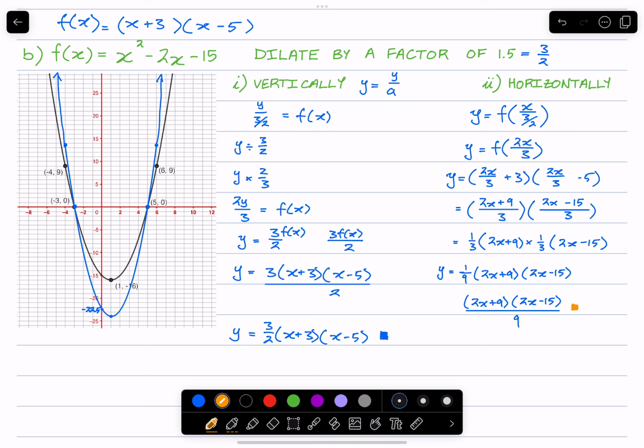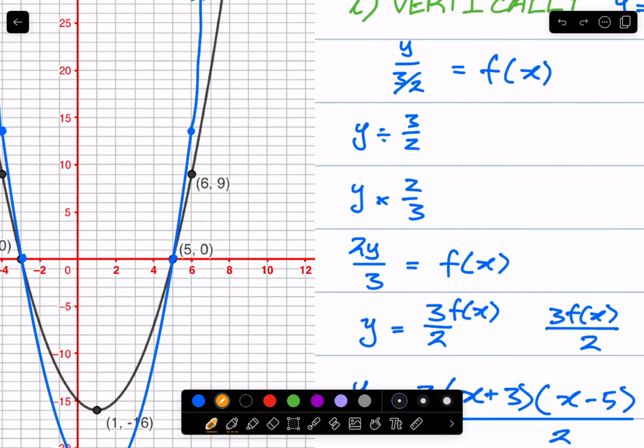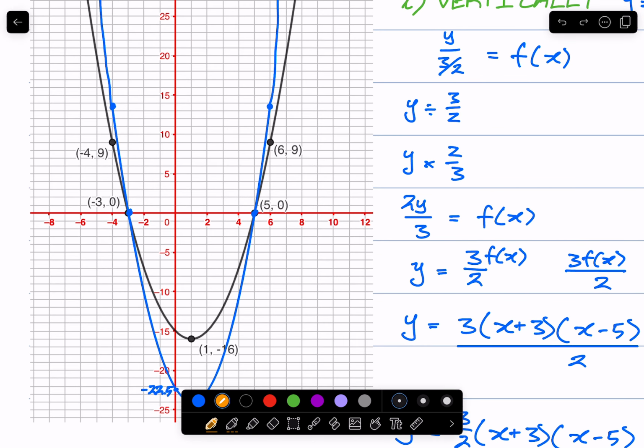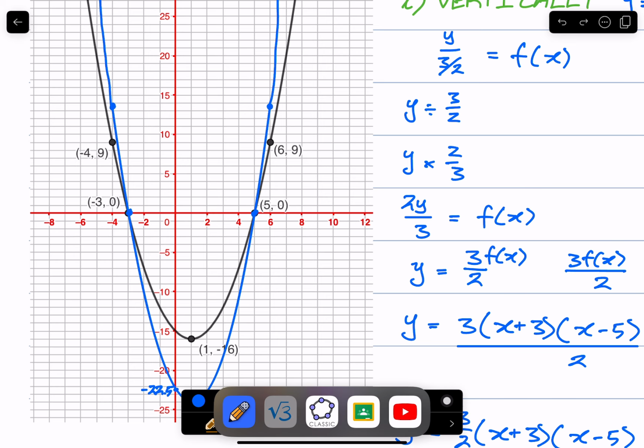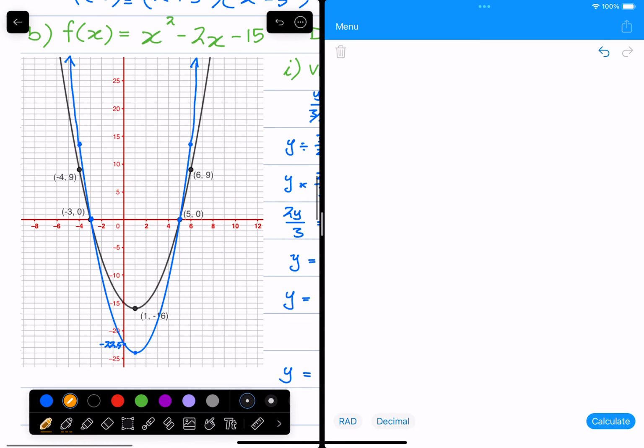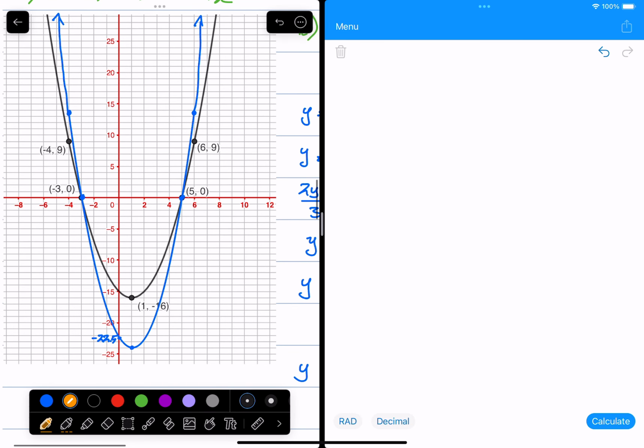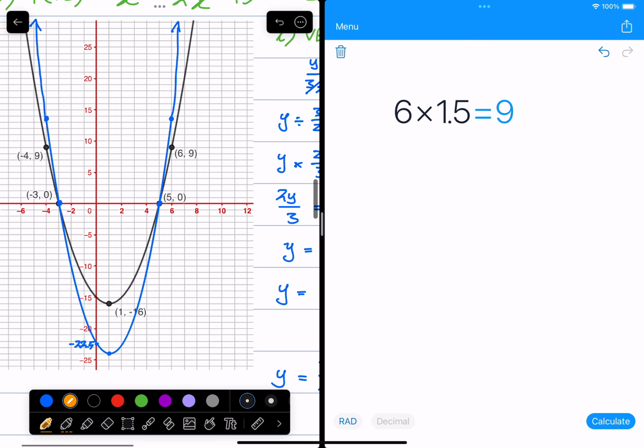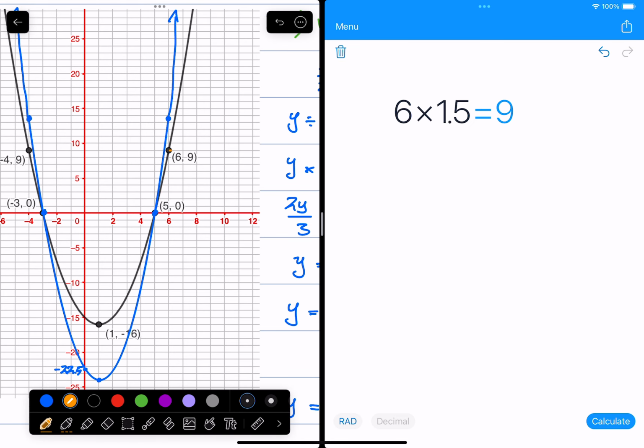So now with this new transformed function, we can look at this. We're going to look at these points and graph them with the graph. So this time, because we are looking at the horizontal dilation, we look at the x values of the original graph. So let's take a look at this one. 6 times 1.5, that point will become 9. So this will be moved out to become 9.